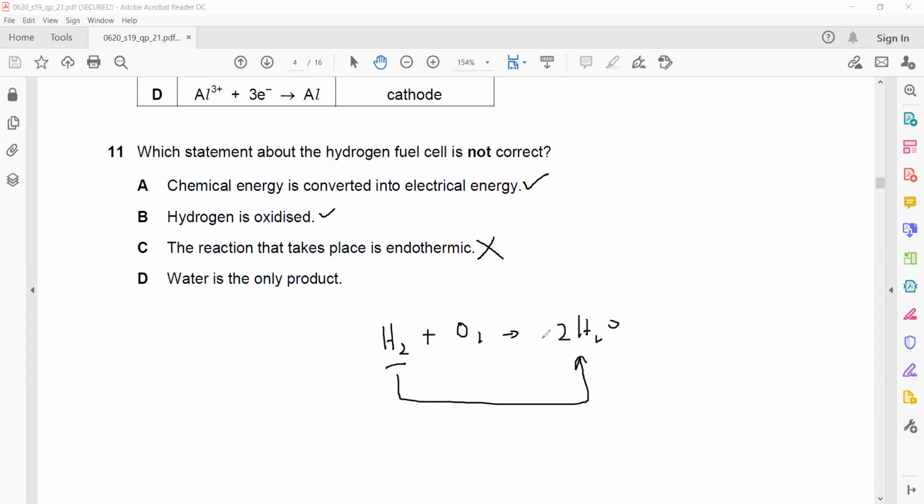And all chemical reactions which involve using a source of energy, like a battery cell, are exothermic reactions, they release energy. The water is the only product, that's also true. So the question is, which is not correct? Statement C is not the right statement.